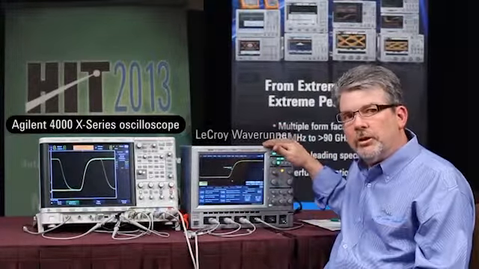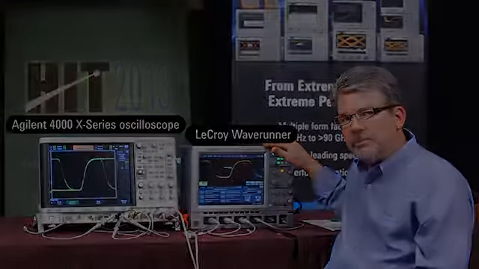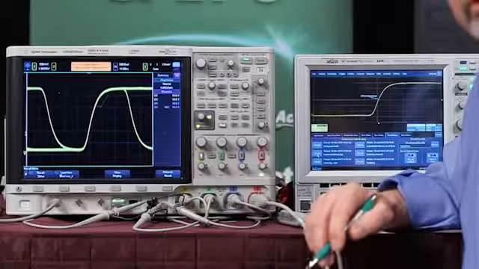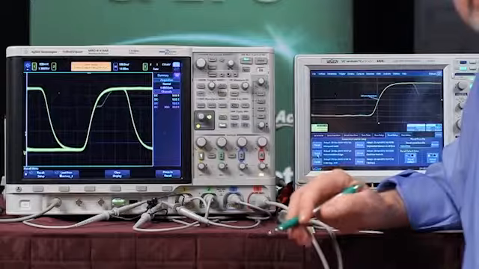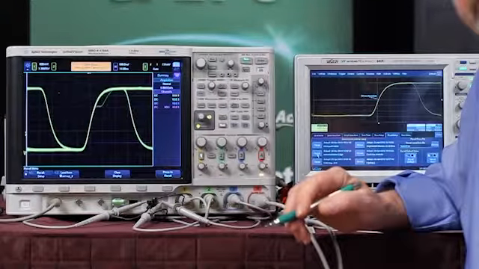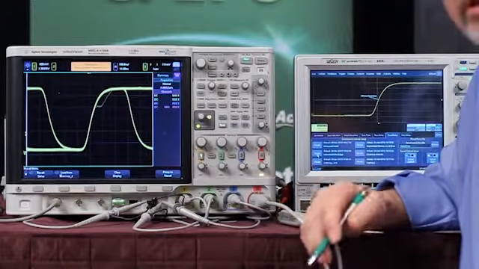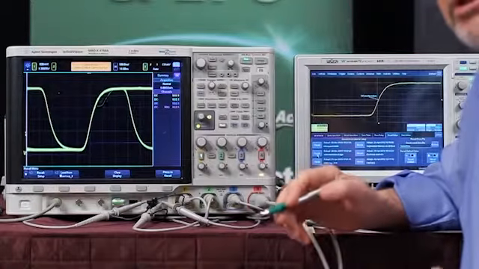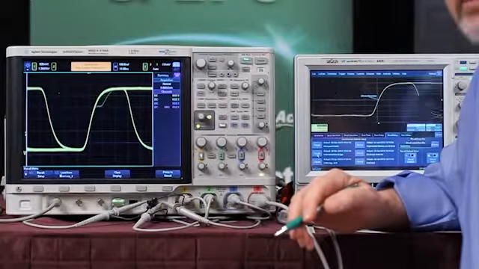In this short video, I'd like to show you some side-by-side measurements of typical automotive application measurements using Agilent's 4000 X-Series oscilloscope versus the LeCroy Waverunner oscilloscope. Automotive systems operate in a naturally harsh environment. Lots of transients due to noise, ignition interference, other types of transients.